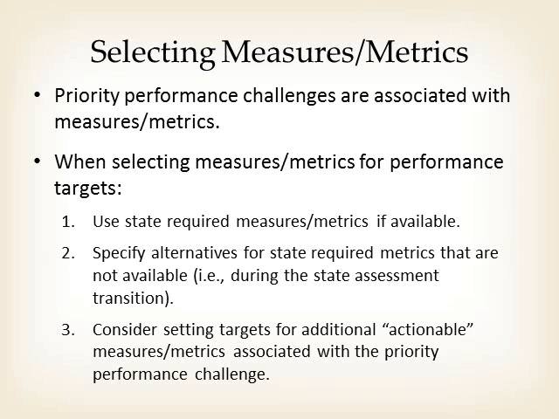Priority performance challenges and thus performance targets are associated with specific measures and metrics. Follow these steps when selecting the measures and metrics to use in performance targets. Number 1, use state-required measures and metrics if those metrics will be available during the time frame for the performance target. Number 2, specify alternatives for state-required metrics that are not available, for example, during the state assessment transition. And number 3, consider if it would be helpful to set targets for and track additional actionable measures or metrics that are also associated with the priority performance challenge.